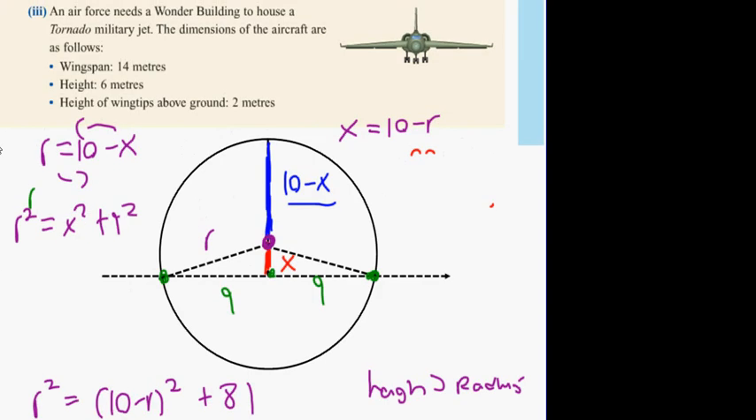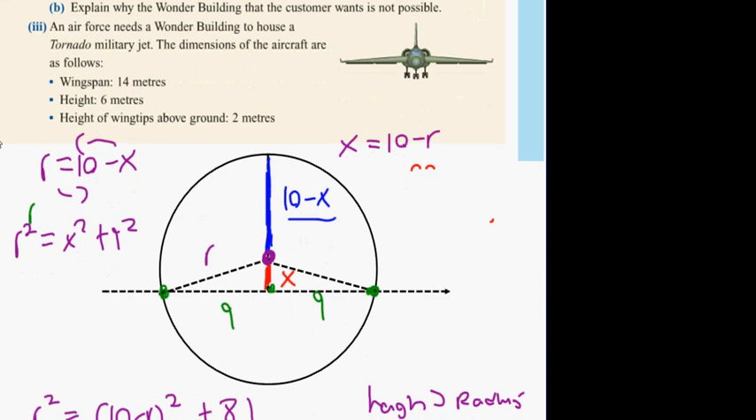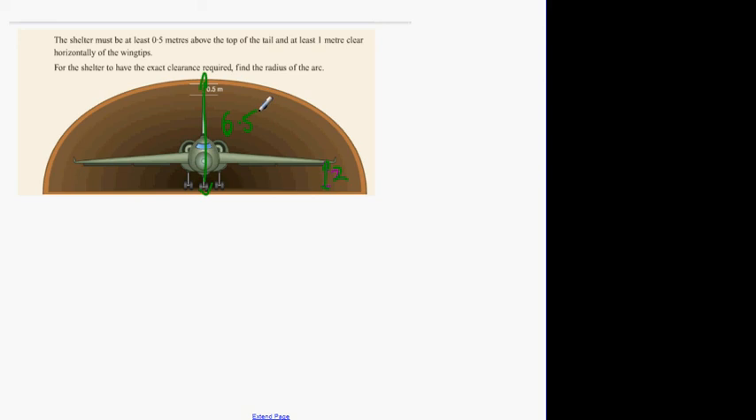Now, the next part goes: the Air Force needs a new building to house a Tornado military jet. The dimensions of the aircraft are as follows. It has a wingspan of 14 meters, a height of 6, and the height of the wingtips above the ground is 2 meters. Okay? So what we do here is we have it like this. That's 2 meters, right? And the top is 6. That makes that 6.5.